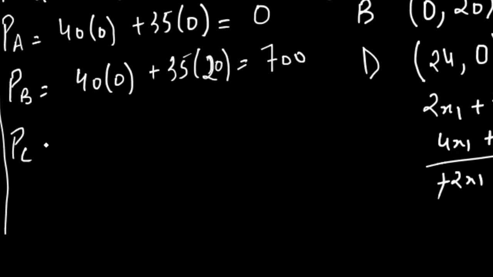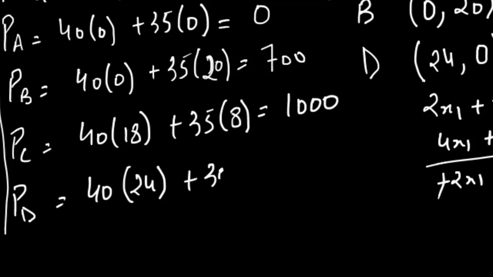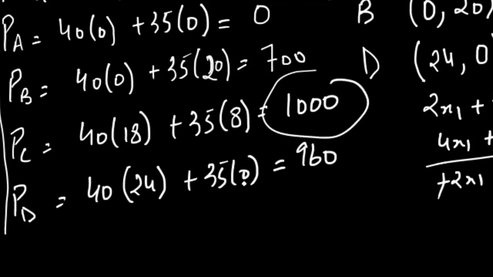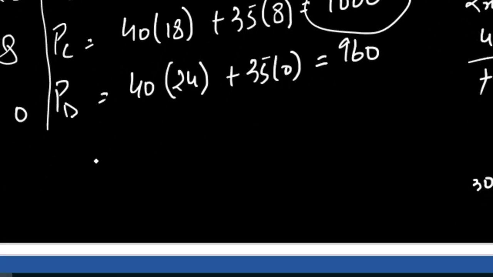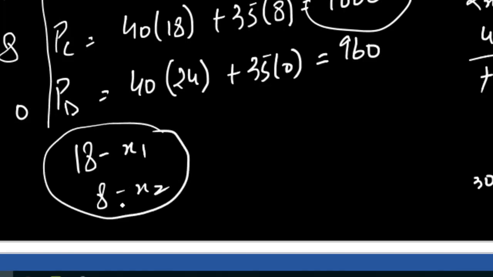At point C, I am selling 18 units of x1 and I am selling 8 units of x2. My profit is equal to 1000. At point D, I am selling 24 units of x1, but I'm not selling anything of x2, so my profit is equal to 960. Among them all, the maximum profit is 1000, which means that I can maximize my profits when I sell 18 units of x1 and I sell 8 units of x2. So the solution to this problem is that I have to sell 18 units of x1 and 8 units of x2.